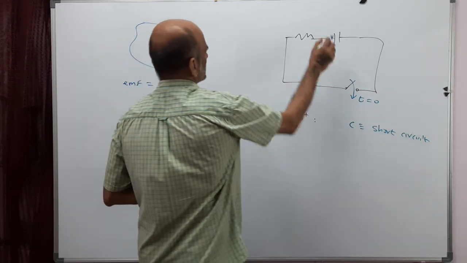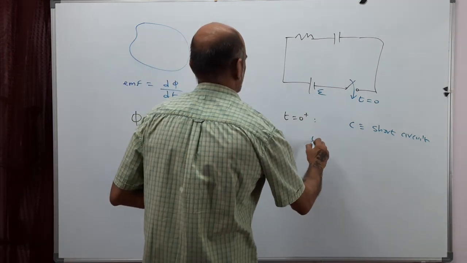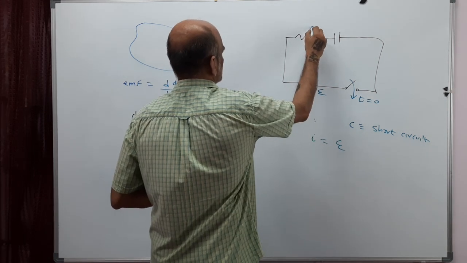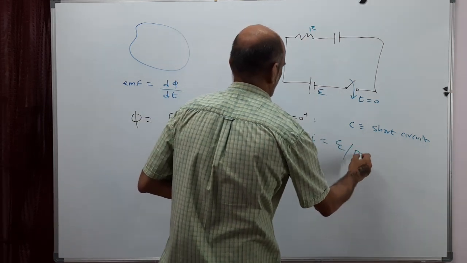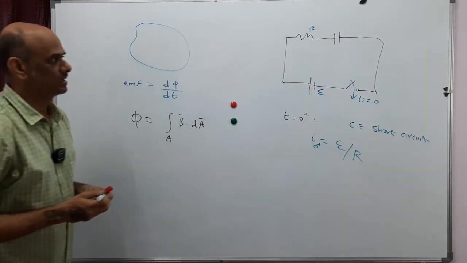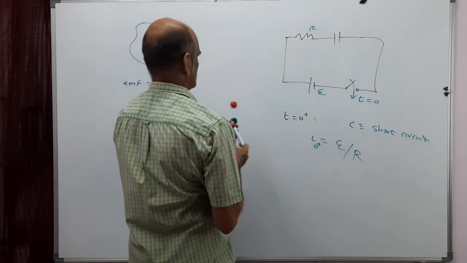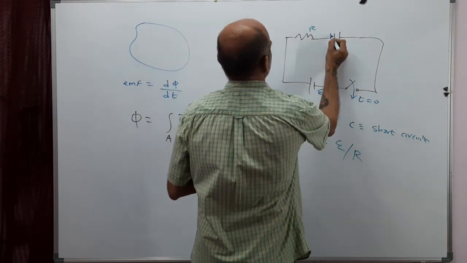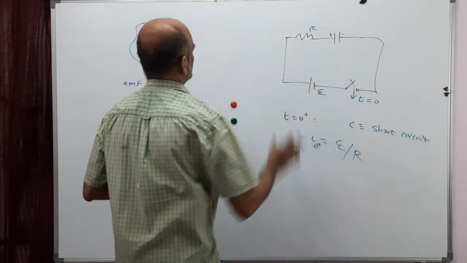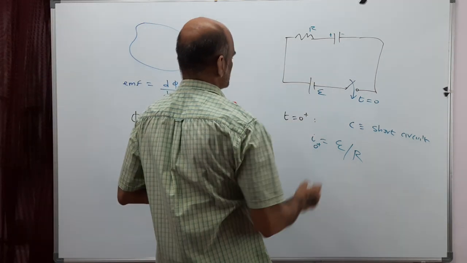So in this case, the current flowing in this circuit will be the total EMF divided by the resistance, say R. So this is the current at 0 plus. After that, the charge will start building up here, positive charge and minus charge here, and the amount of voltage available across the resistance will drop down. So the current will start decaying.